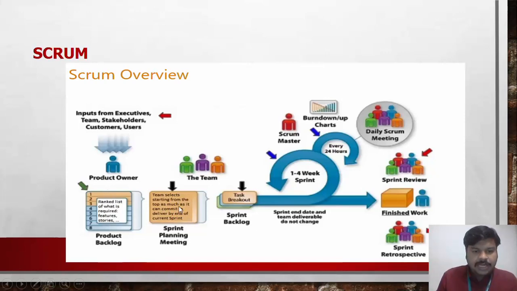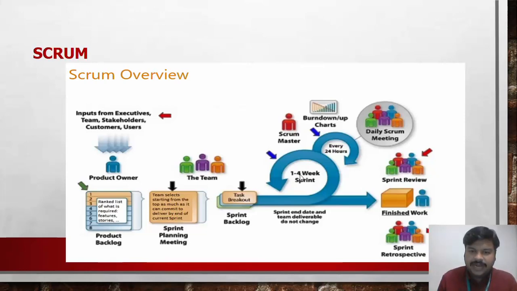Then the team selects, starting from the top, as much as it can commit to deliver by the current sprint. They will go for a sprint meeting. Each and every sprint will be a maximum of 1 to 4 weeks. In 1 to 4 weeks, some set of sprint deliverables should be given in the development of software. So the development of software is divided into several sprints, and each and every sprint should take a maximum of 4 weeks. So the engineering course will be 4 years, but there they will be having 8 semesters. So 8 sprints. Each and every semester we will be assessing a student and giving a result.